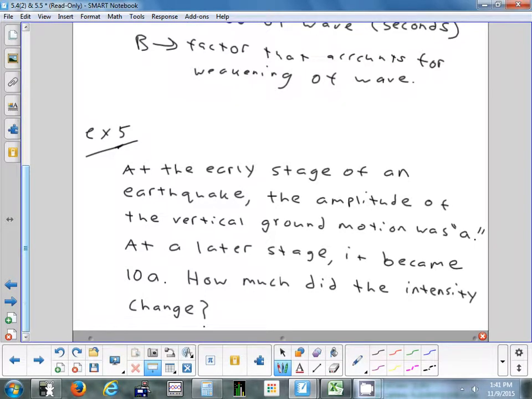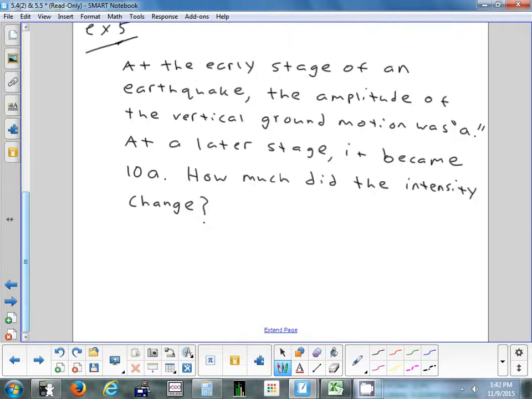So first thing, if you want to see a change between two values, what operation do you generally use? If you want to compare what something is now to what it was before. Yeah, you subtract. And we should subtract this so we get a positive number. Do you think the intensity is going to be bigger at the beginning or at a later stage? At a later stage, the intensity will be bigger. So let's find the intensity, we'll call it later, minus the intensity at the early stage.